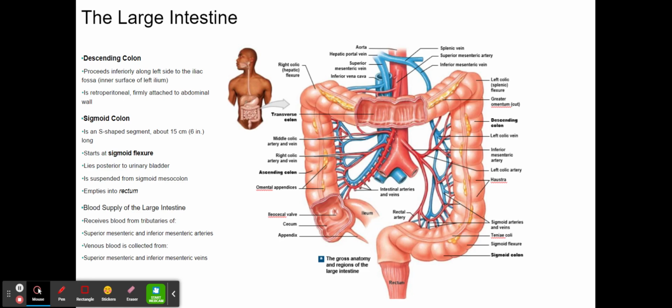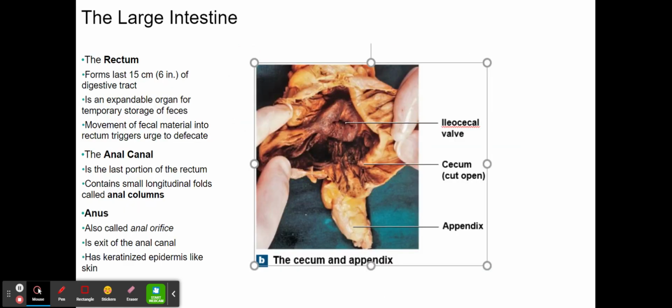At the iliac fossa, the descending colon curves at the sigmoid flexure and becomes the sigmoid colon. The sigmoid flexure is at the start of the sigmoid colon, an S-shaped segment that's only about 15 centimeters long. The sigmoid colon lies posterior to the urinary bladder, suspended from the sigmoid mesocolon.